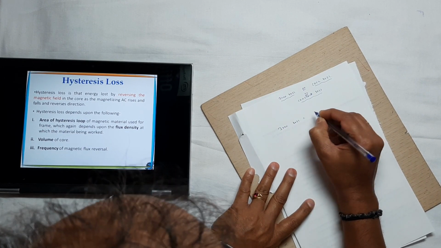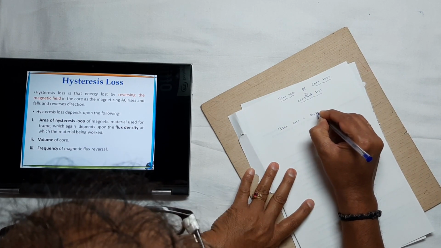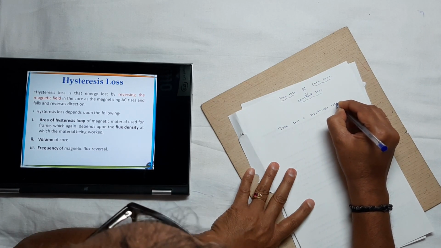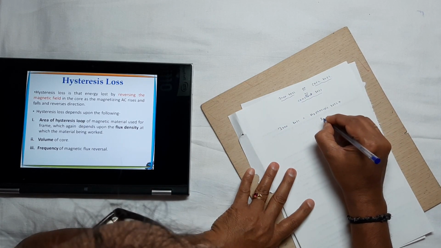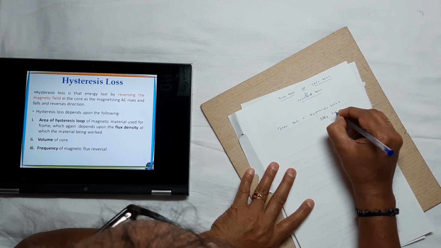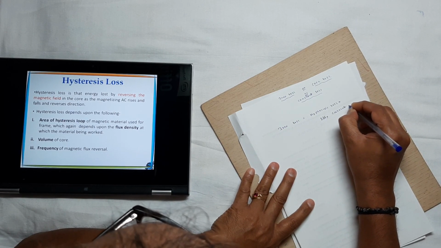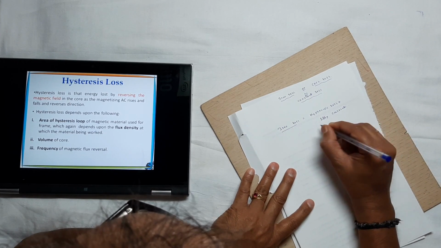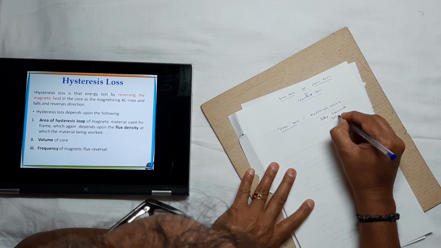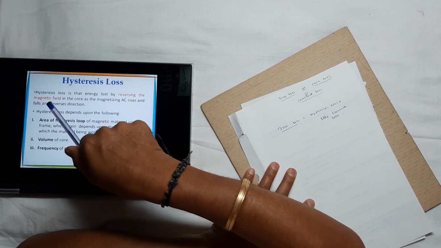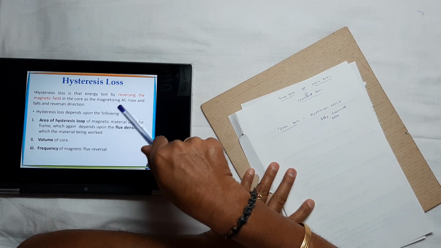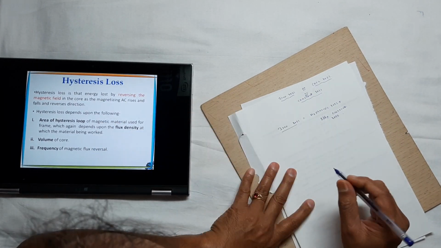So the iron loss has two components. One is hysteresis loss, the other one is eddy current loss. The combination of these two constitutes the iron loss. Now, what he is telling you here is that hysteresis loss is the energy lost by reversing the magnetic field.